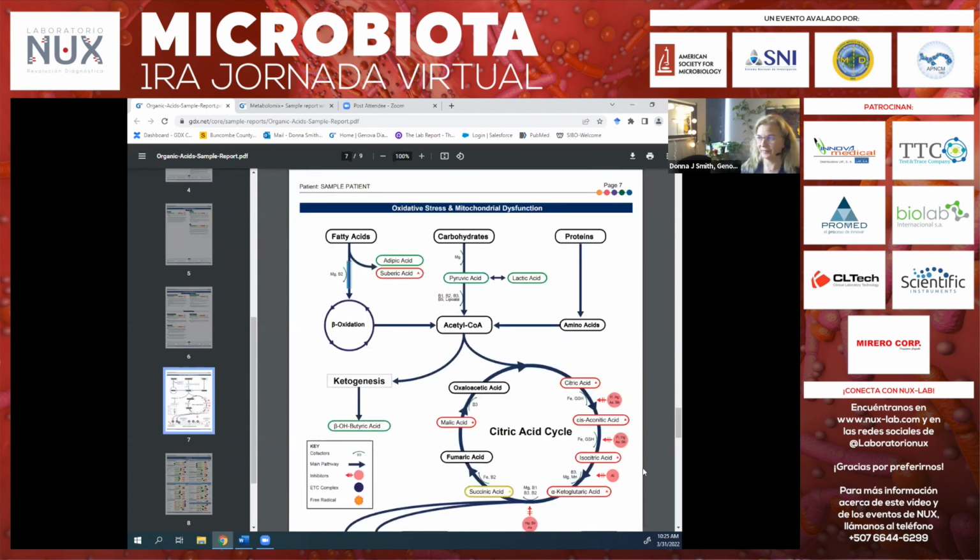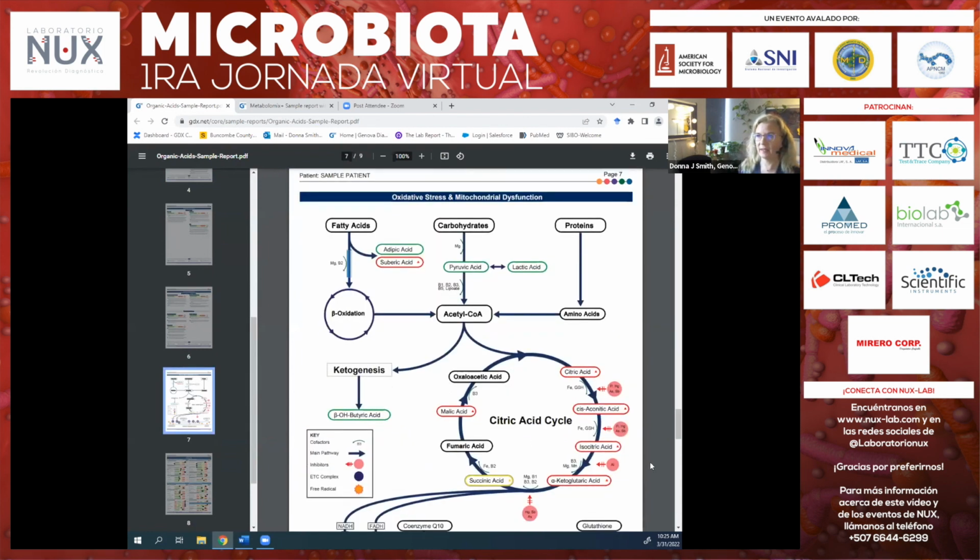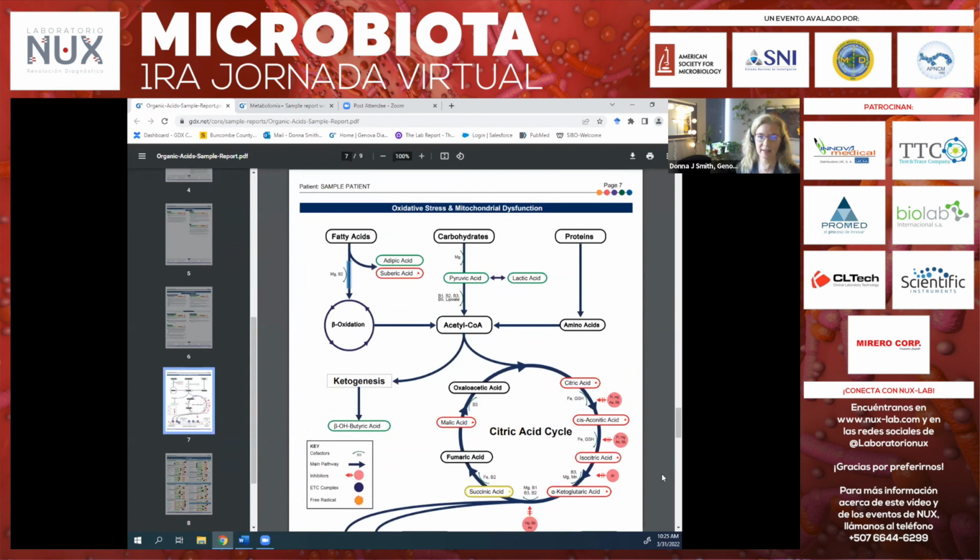So then whenever we go on to page 7 of this report, we really start diving into the biochemistry. So this is our citric acid cycle, or our Krebs cycle. It's the primary energy producing pathway for converting our fats, carbs, and protein into energy in the form of ATP.